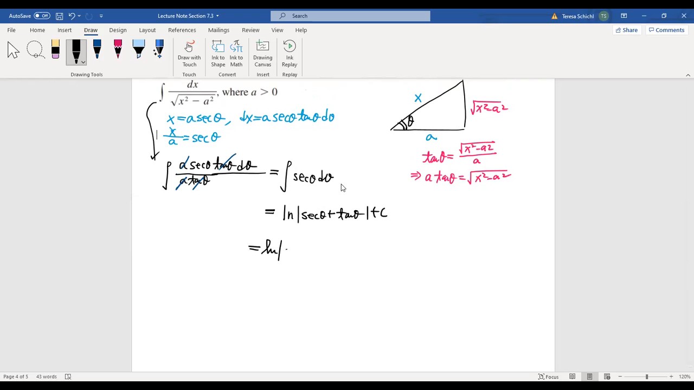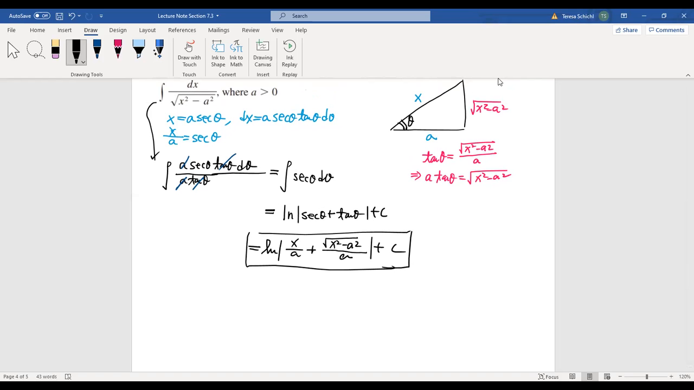So secant theta will be x over a. What is the tangent theta? Tangent is opposite over adjacent, so this will be the square root of x squared minus a squared over a, plus c. Okay, so this one is pretty easy here.